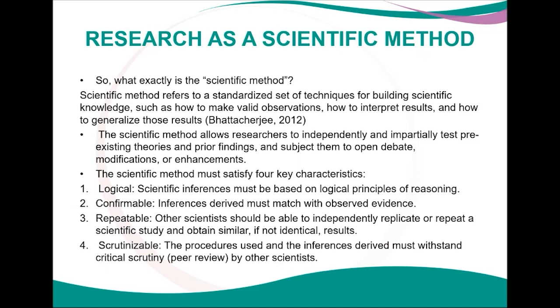So for us to say research is scientific, it has to satisfy four key characteristics. Number one, it has to be logical, which means scientific inferences must be based on logical principles of reasoning. The second one, it has to be confirmable, which suggests that inferences derived must match with observed evidence. The third one is it has to be repeatable. So other researchers need to replicate or repeat the study that you have conducted, which means you need to explain your methodology in detail so that other people are able to replicate what you have done and obtain similar, if not identical, results.